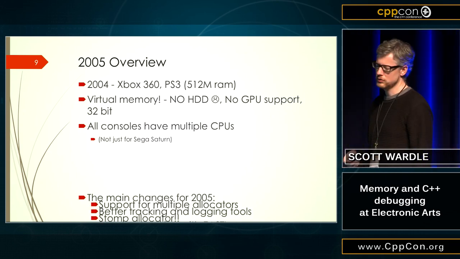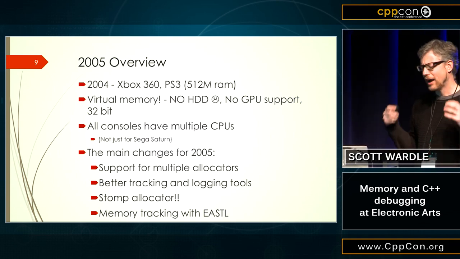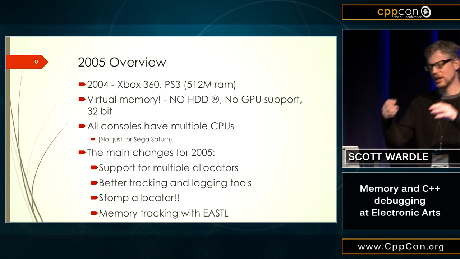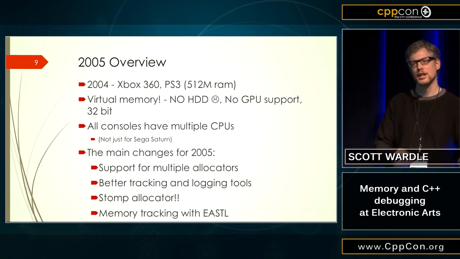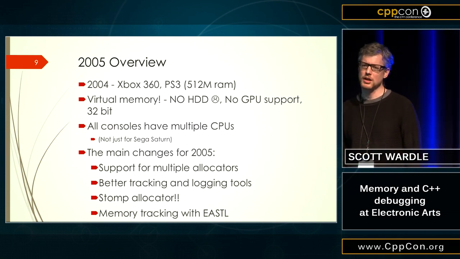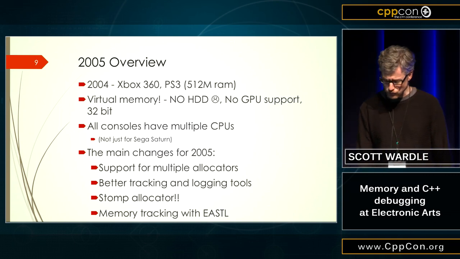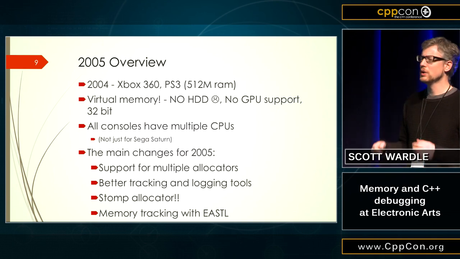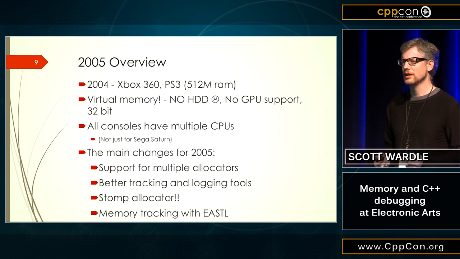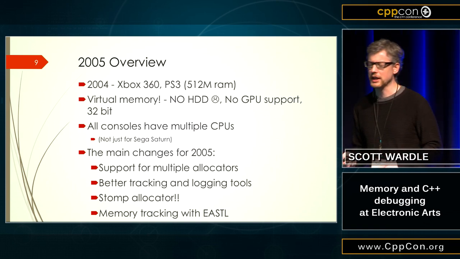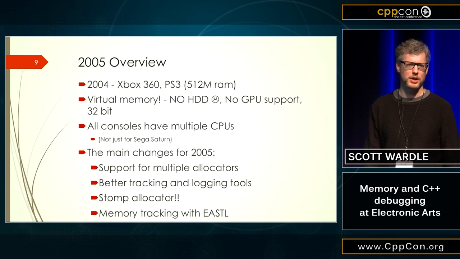Having all of those CPUs meant that we wanted to have more allocation systems and divide memory up a little bit more so we didn't have contention on it, and fragmentation would become sort of a higher level problem. We needed better tracking and logging systems. And we invented something we call the stomp allocator. And that was a huge advance in how we debugged memory corruption.